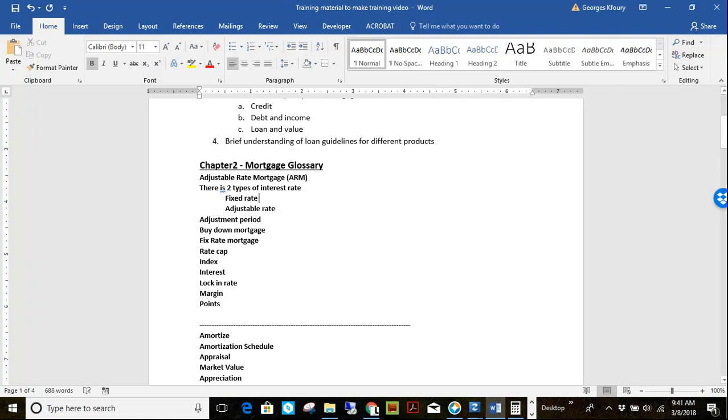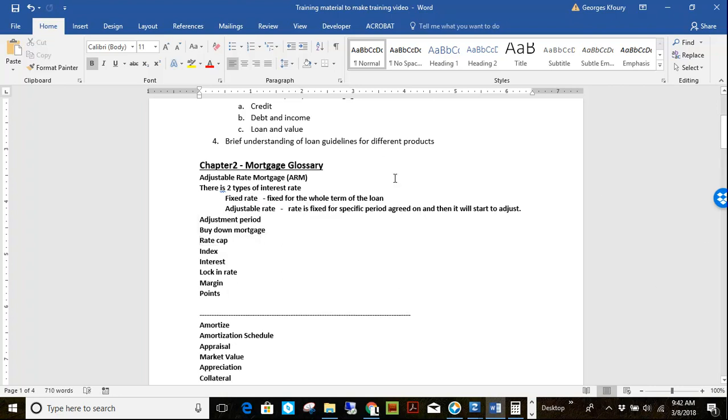The fixed rate is fixed for the whole term of the loan. The adjustable rate is fixed for a specific period agreed on, and then it will start to adjust. So I'm going to eliminate the fixed rate here because we already explained it.